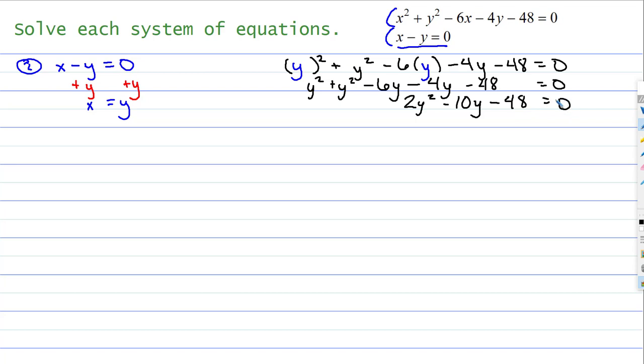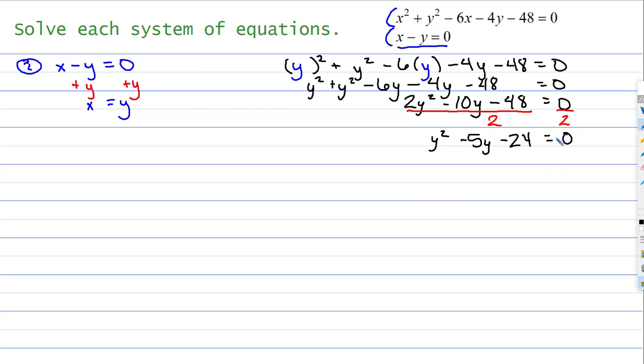And at this step, always ask yourself, is there something that can divide into all of those equally? And the answer is 2. It has to go into everything, including this other side. So 2y squared divided by 2, negative 10y divided by 2 is going to give us minus 5y. Negative 48 divided by 2 gives us a negative 24. And 0 divided by 2 gives us 0.